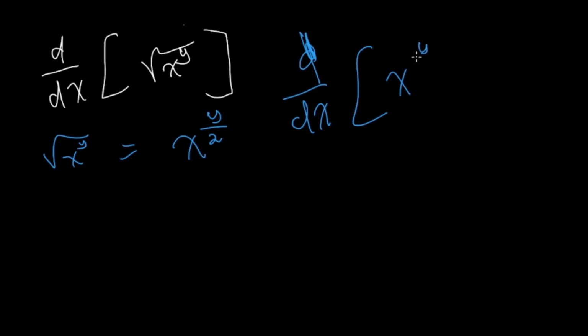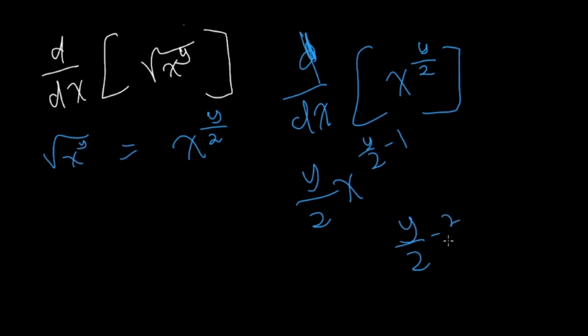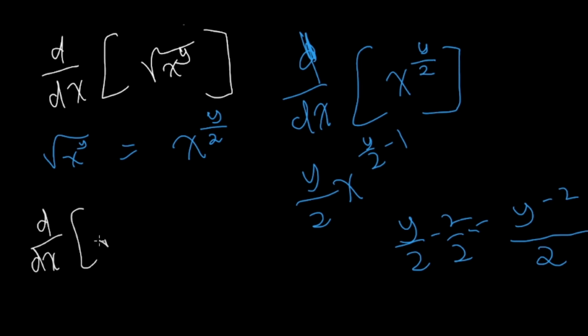That's the derivative of x to the power of y over 2. Now that becomes y over 2 times x to the power of y over 2 minus 1. 1 can be written as 2 over 2. So that's y over 2 minus 2 over 2, which is equivalent to y minus 2 over 2. And yes, that is your answer. So the derivative of the square root of x to the power of y is y minus 2 over 2, as the exponent.